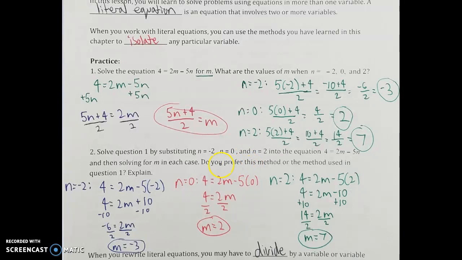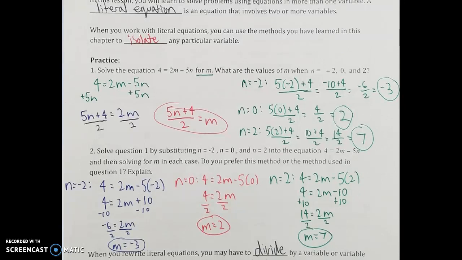So when it's asking you, do we prefer this method or the method used in the first question, it's still up to you, but I think I would prefer that first method because we only have to solve the actual equation once. We only have to isolate our variable once. And then after that, I'm just substituting and simplifying. As opposed to doing it the second way, we have to follow those same inverse operation steps every time, and we still have to substitute. So I would prefer the first method, but it's really up to you when you solve it.